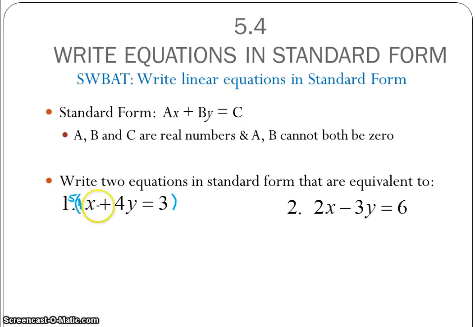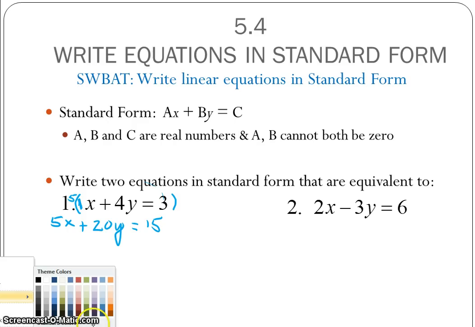Now, when I multiply it, I have to make sure that I hit every single term. So 5 times x is 5x, plus 5 times 4 is 20, keep the y, is equal to 5 times 3, 15. What's your favorite number, Miss Hygra? Well, I guess I'll pick 4 since I was born on the 4th. Very good. So you have one equation and I will do another equation.